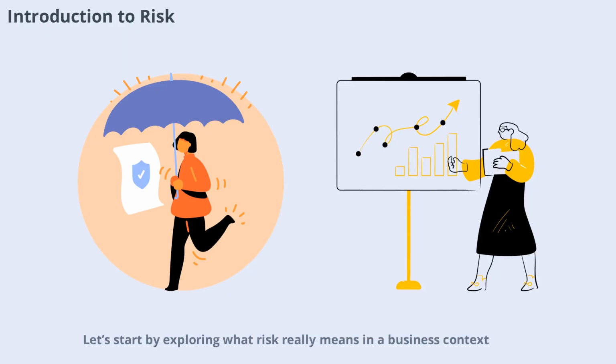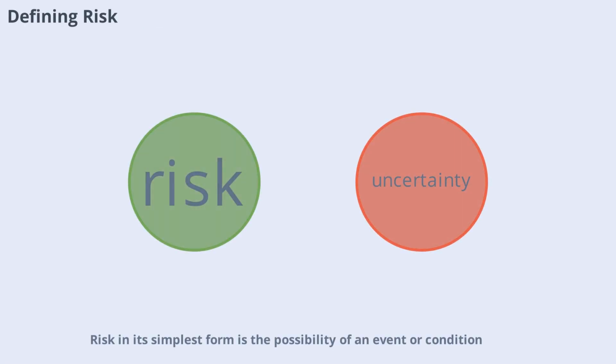Let's start by exploring what risk really means in a business context. Risk in its simplest form is the possibility of an event or condition that could have a negative impact on your business. It's not just about the likelihood of something going wrong, but also about the potential consequences if it does. Risks can be internal, such as operational inefficiencies or employee errors, or external, like market fluctuations or regulatory changes. Recognizing the different types of risks your organization might face is the first step in building a solid risk management strategy. By understanding what risk is, you can start to anticipate challenges and prepare effective responses.